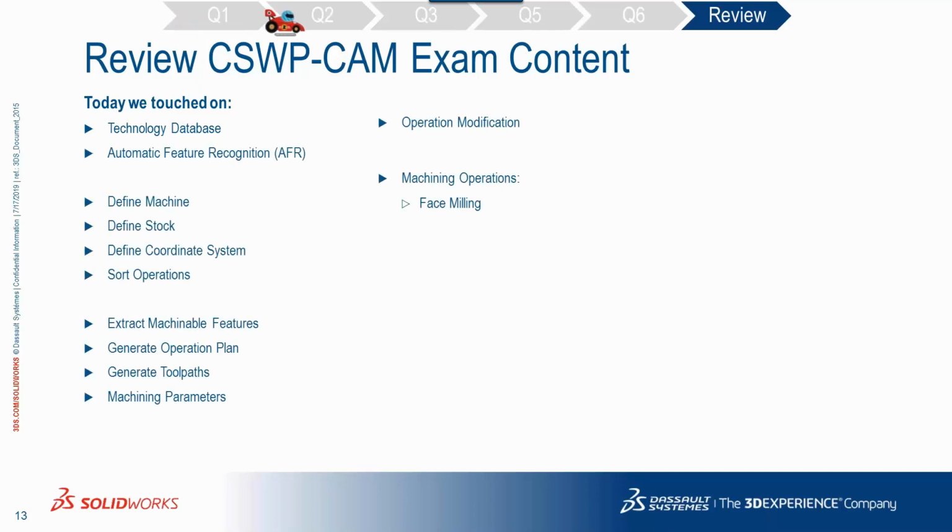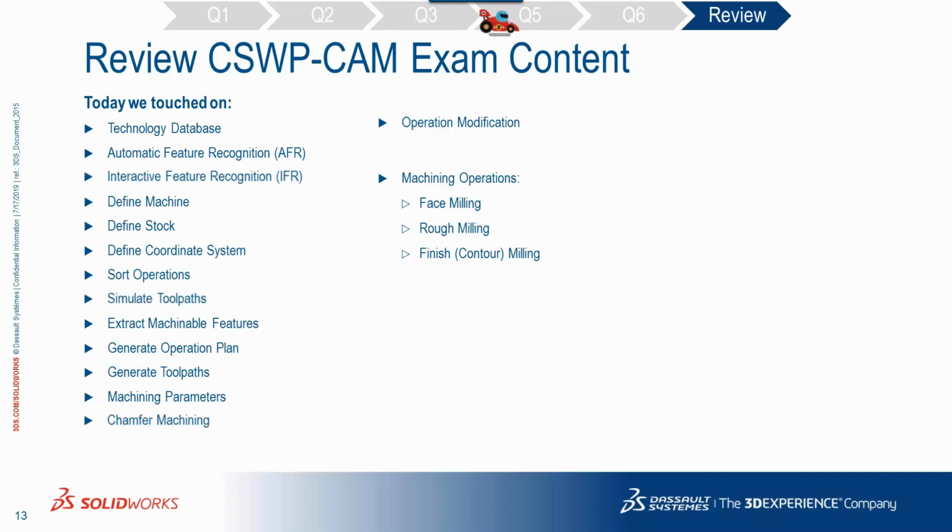In question 2, we did the whole facing operation, and we utilized AFR. You want to familiarize yourselves with defining the machine, the stock, coordinate system. We sorted the operations distinctively, starting with first facing, then roughing, and then finishing contouring. Extract machinable features, generate operation plan, toolpaths, modifying the operations. In question 3, we did rough milling, and we saw how similar that was to finish milling or contouring.